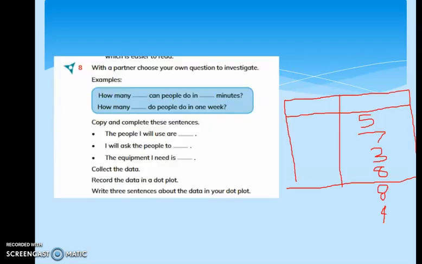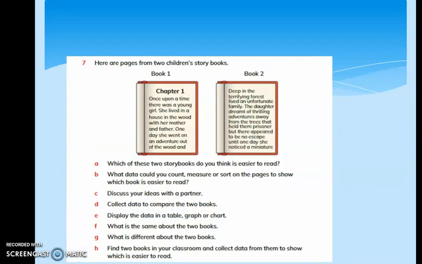So that is about question number 7 and 8 in your textbook.